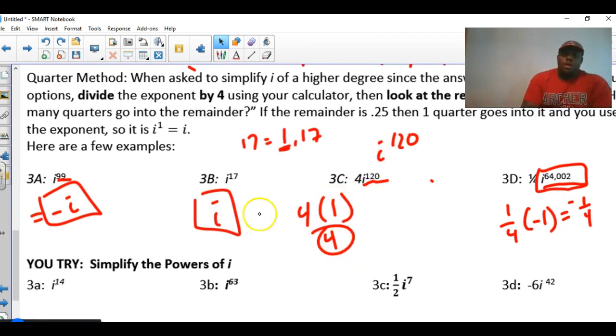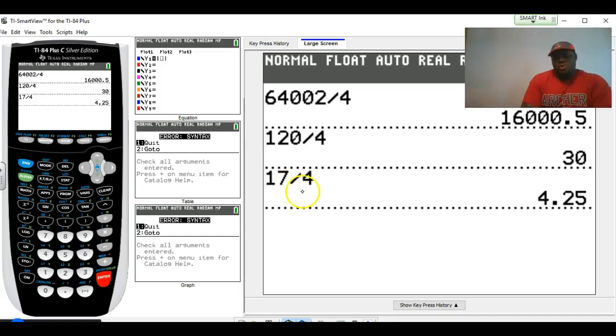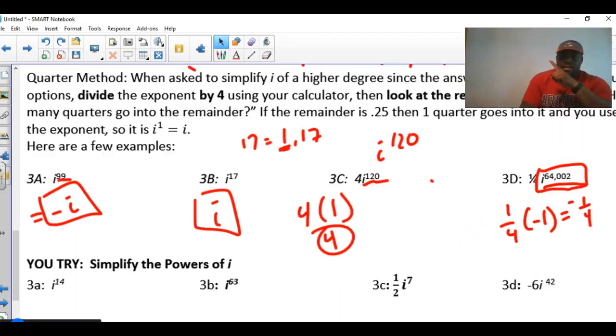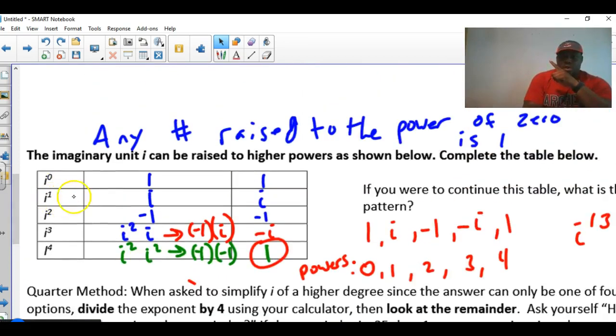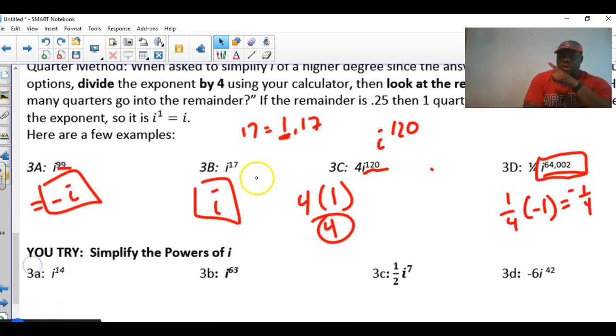If you look at i to the 17th, take 17 and divide that by 4. 17 divided by 4 is 4.25. Well, that's 1 quarter, 25 cents. So if you look back at the table, where the degree is 1, it's i. So you have i to the 17th, which is i. So that's the quarter method.